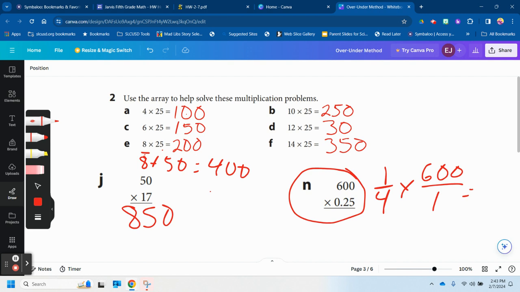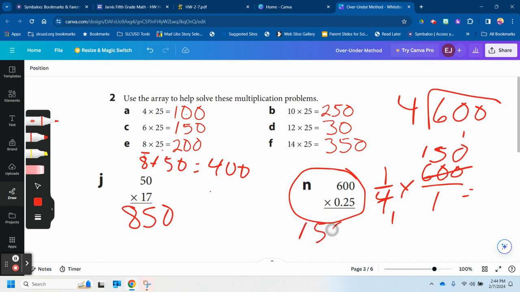So if you wanted to, you could write it out like this. But I just happen to know 16 divided by 4 is 4. So 600 divided by 4 would be 150. So 4 divided by 4 is 1. 600 divided by 4 is 150. So you've got to use lots of different strategies. They're really throwing a lot at you here.